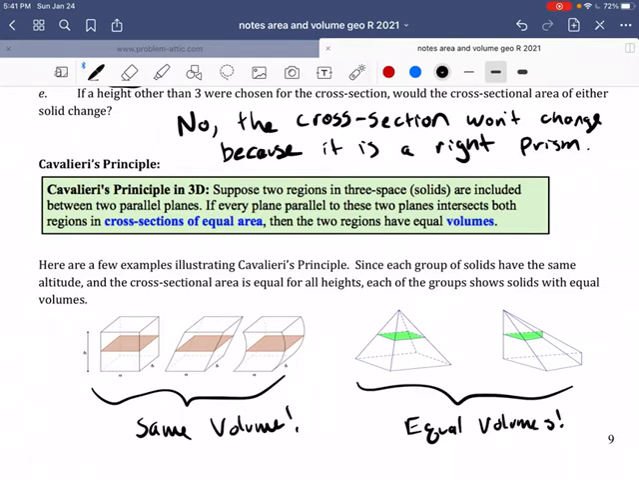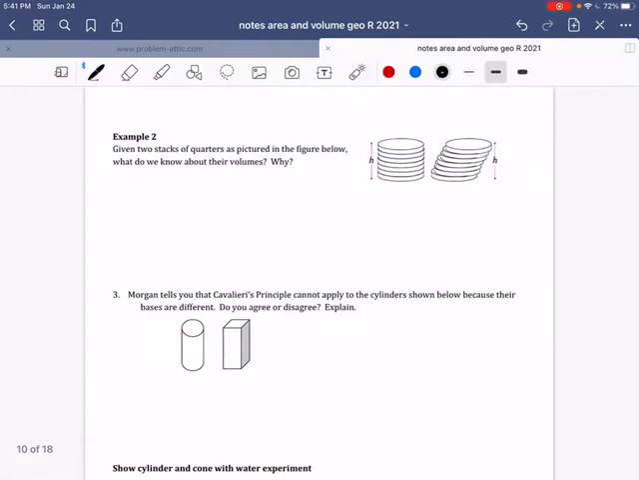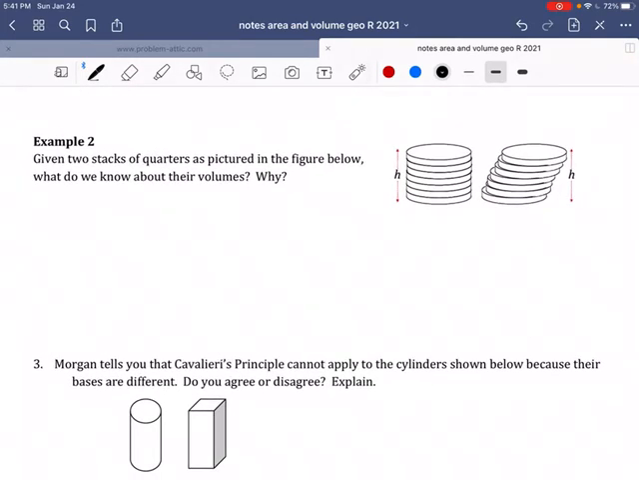Let's look at an example of this with coins, because I feel like coins are probably the easiest way to see these, and if we were in person in class, that's how we do it. So check this out. You're given two stacks of quarters pictured to the right. What do we know about their volumes? Are they equal? Are they not equal? And why? Well, imagine that you have a stack of coins as such, and you just kind of push them all a little bit to the left or a little bit to the right. If you took the volumes of the original stack and the new stack, they have to be the same. You didn't change anything about the coins. We know the volumes are equal. So those volumes are equal to each other.